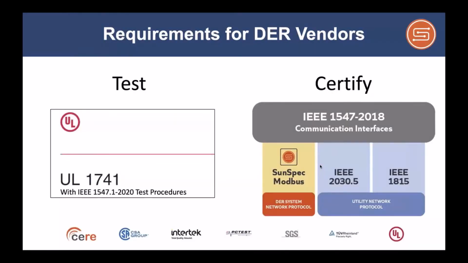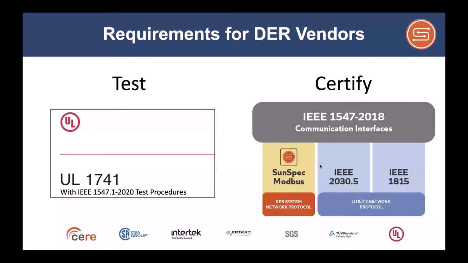All right, so what do you have to do if you're a vendor to get into the market? It's easy to say. You get your product tested with your favorite NRTL, or nationally recognized testing laboratory, to the 1741 procedure. That incorporates the IEEE 1547.1 test procedure internally. So that will cover you on the functional and the safety testing.